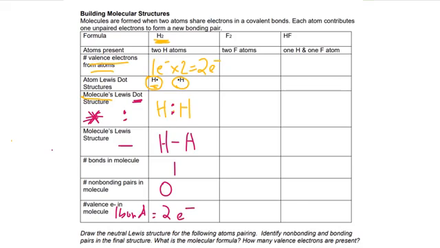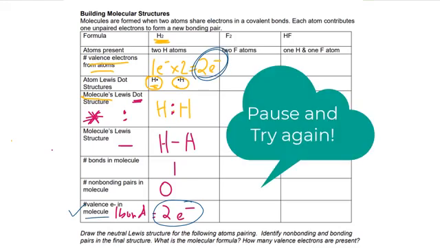And you can always go back, and again, this is a good checkpoint, because we can double check that the number of valence electrons in the molecule is going to match the number of valence electrons for the atoms that make up that molecule. So they need to be the same. So I want you to try pausing this video and try to fill in for F2 and HF. Try to fill this in and get as far as you can.